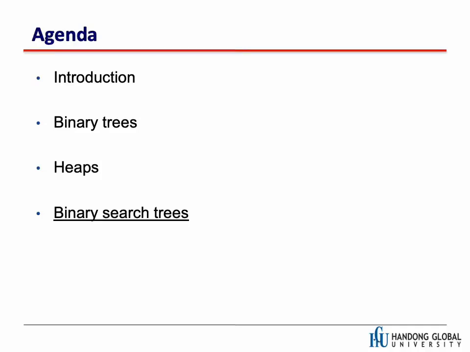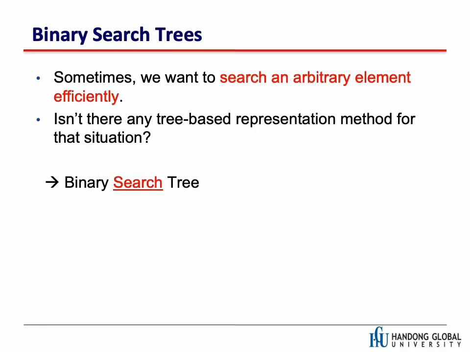And the last data structure of this chapter is binary search tree. Sometimes we want to search an arbitrary element efficiently. So if we have a lot of elements in an array, and it is not sorted, then there's no other way. We have to check all the elements one by one, right? But if it is sorted, then we could take advantage of this property.